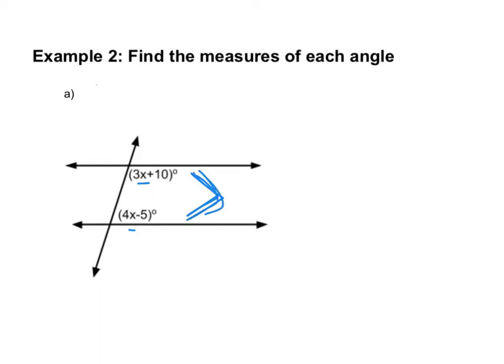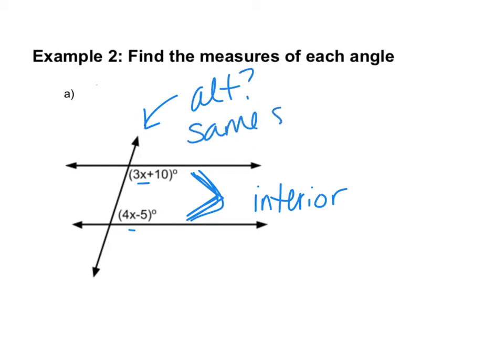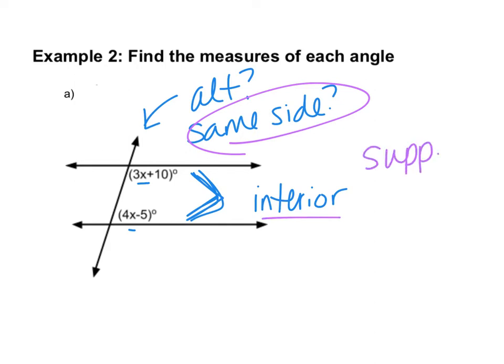And just where I'm putting this arrow, we can see that it's definitely interior. But the question is, based off of this transversal here, are they alternate or are they same side? Because these angles are both on the right-hand side of this transversal here, these are same side interior angles, and that relationship is supplementary, which means that they're going to add to equal 180, and that is the equation I'm going to set up to solve.